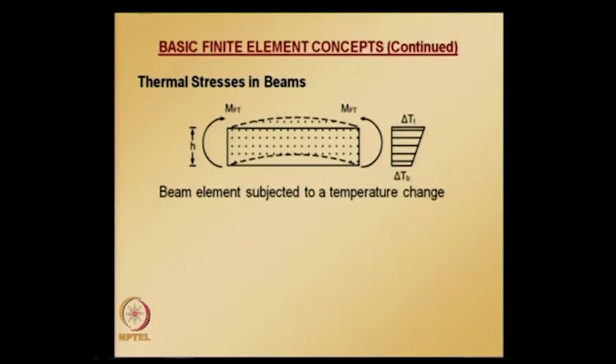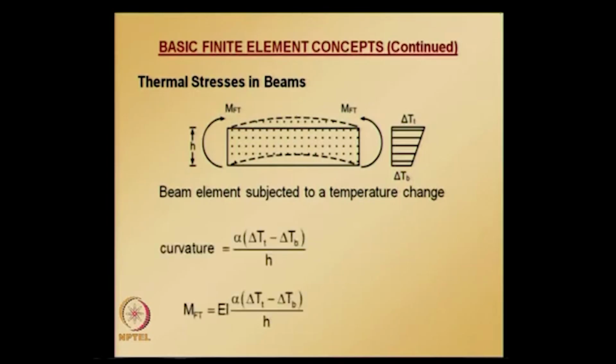Because of that, it is also going to be subjected to a uniform moment, which is going to be constant along its span. And when we apply end constraints for this kind of element, fixed end moments are going to be developed, which are indicated there as MFT. The curvature that this beam element is going to experience is given by this, and once we know the curvature, we know the relation between the curvature and bending moment, so we can find MFT.